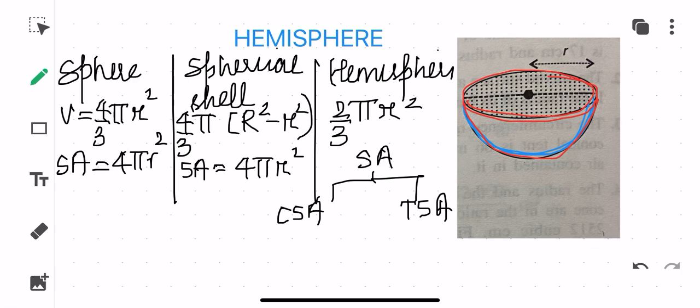So curved surface area is equal to half of sphere, that is 2 pi r square, and total surface area is equal to 3 pi r square. Okay, so these are the important formulas which are there. So we are done with the theoretical parts, children. So now we can quickly move into the exercise to look into the questions which are there.